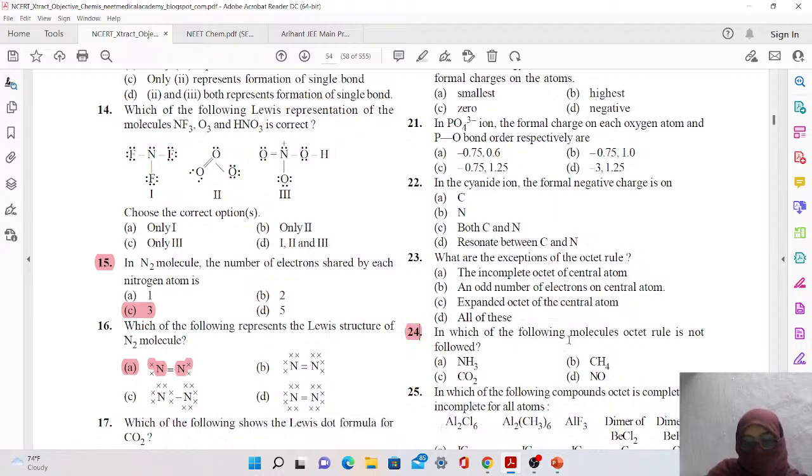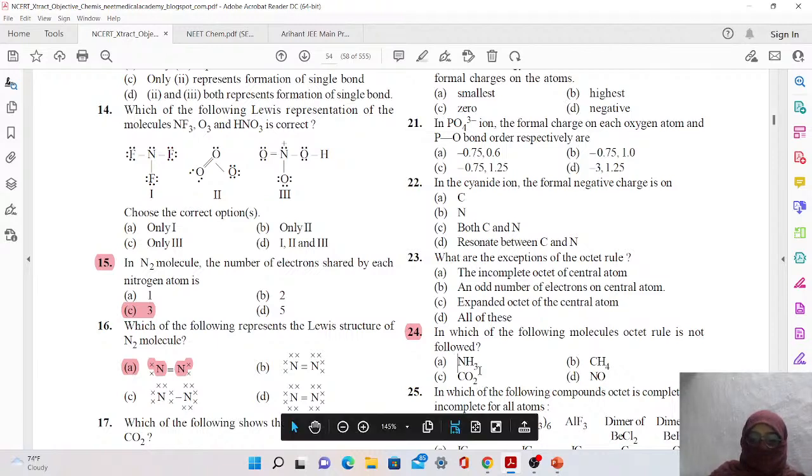In which of the following molecules is the octet rule not followed? Which of the following molecules is not obeying the octet rule? You can say NH3. No, in NH3 nitrogen atomic number is 7. 7 means 2 and 5. 5 means it is forming 3 bonds. 3 means 6 electrons, and 2 more will be there as a lone pair. Yeah, A is following the octet rule. That means A is not the right answer.